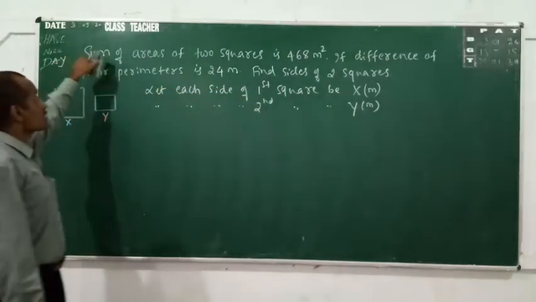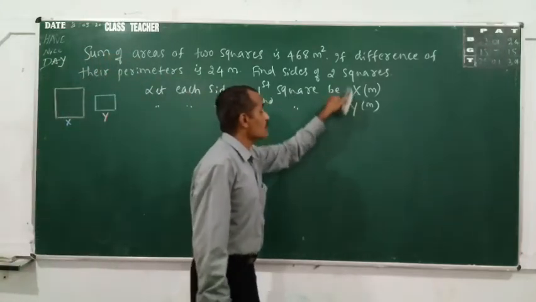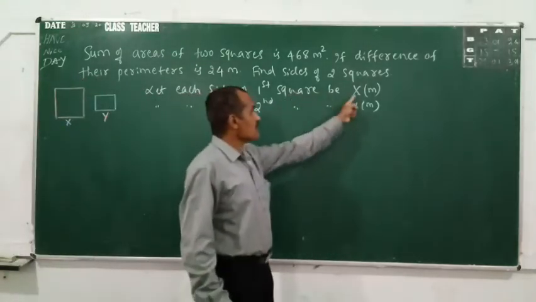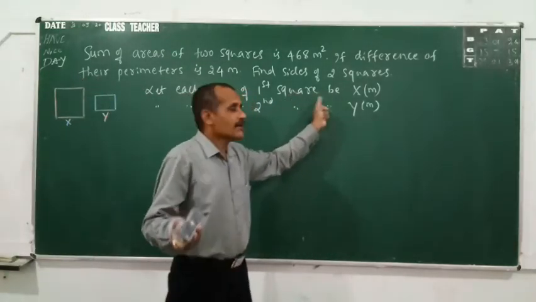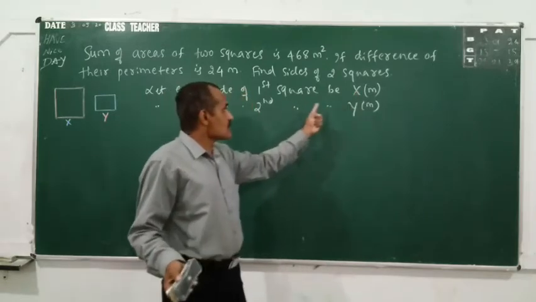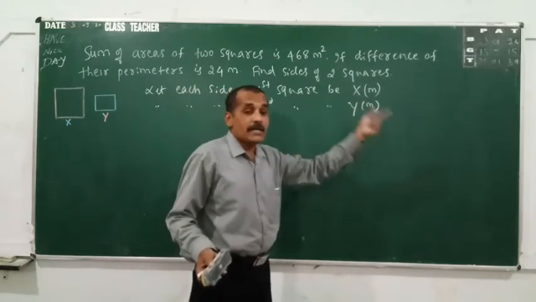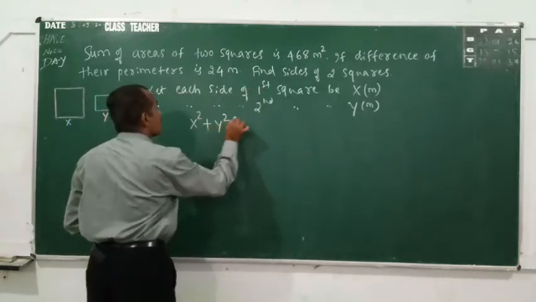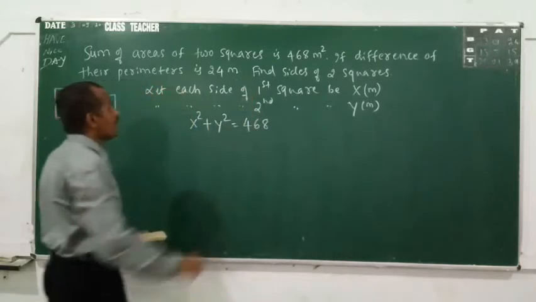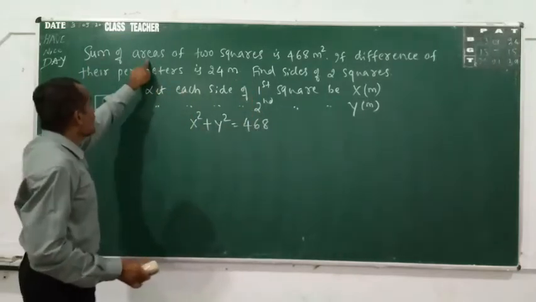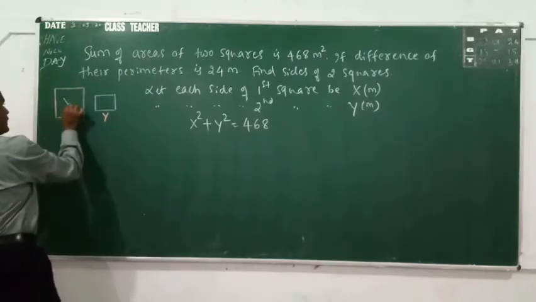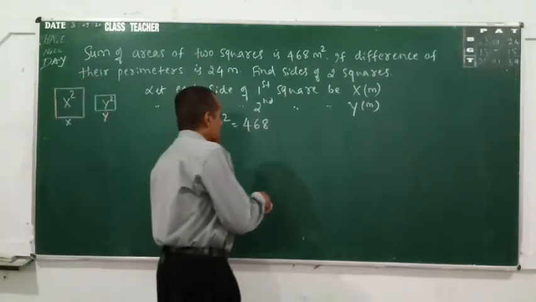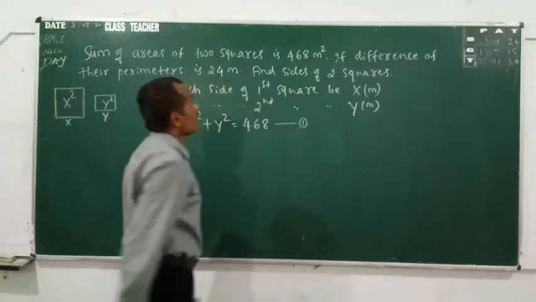What does the first condition say? Sum of the areas of two squares is 468. The area of the first square, side into side, x into x, x square. Second square, each side is y. Area means side into side, it is y square. I can say x square plus y square is equal to 468. Both together 468, call it equation number 1.